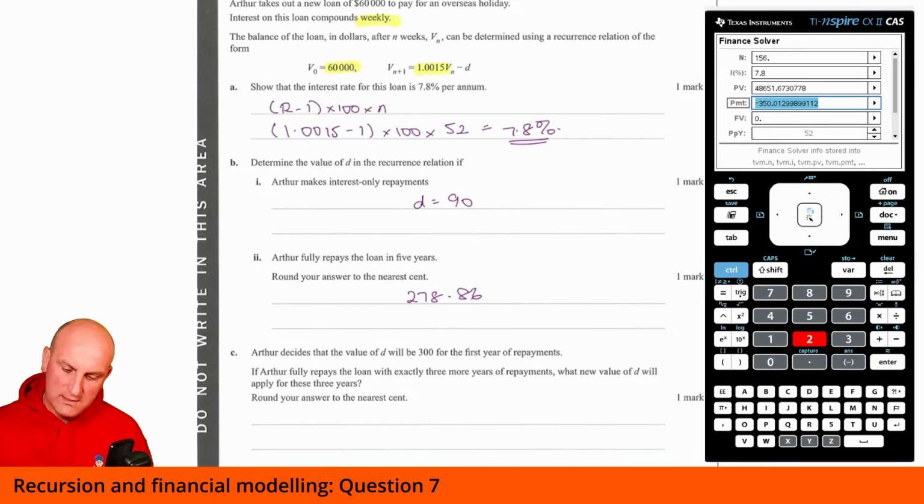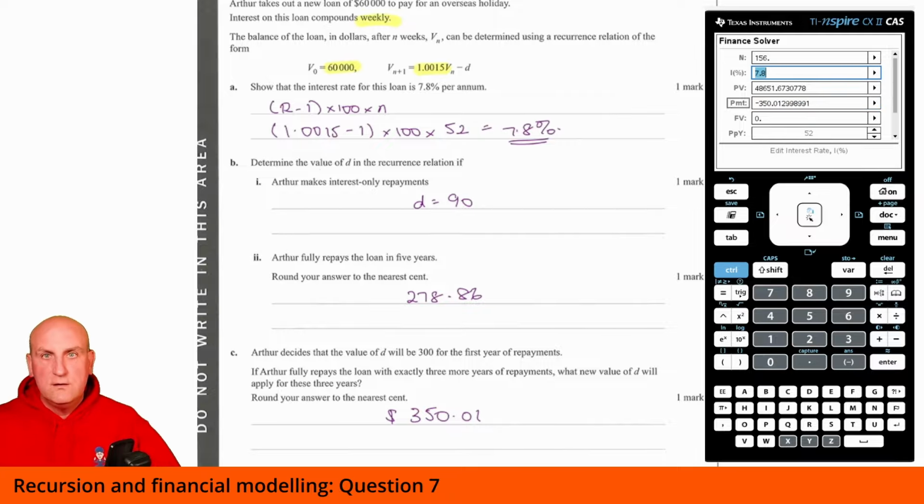So I think it's going to be $350 and 1 cent. There we go, $350 and 1 cent. Round your answer to the nearest cent. I'm just going to check that's right. 3 times 52, yep, 156, 7.8. That was the amount we had before. Yep, 52 payments. Right, good.